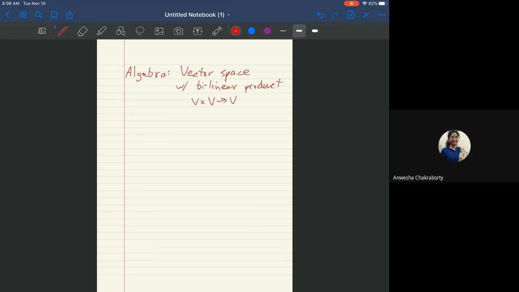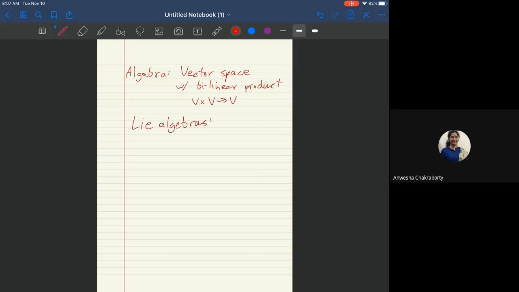N by n matrices form another algebra. They form a vector space, of course, because any linear combination of 2 n by n matrices is another n by n matrix. But I can also take the product of 2 matrices, with the ordinary matrix product, to get a third matrix. And so one important type of algebra, which comes up of course in physics, is Lie algebras.